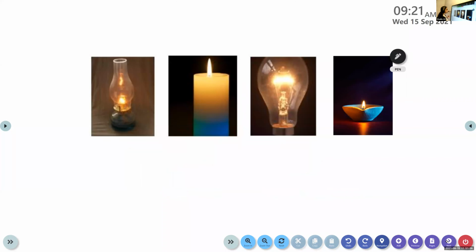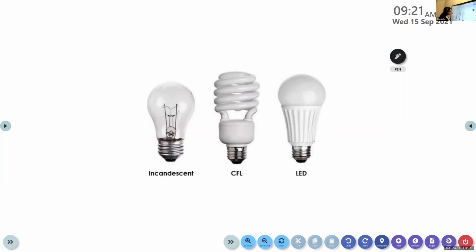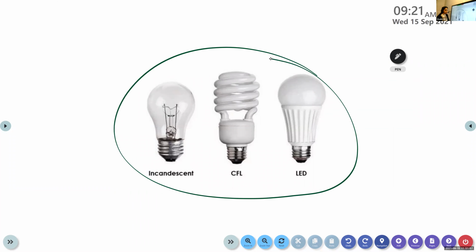Okay. So, here we can see artificial sources of light. Artificial is another name for man-made. It is not by nature, it is made by man. That is why it is called artificial sources of light. So, different types of lanterns, candles, bulbs, electric tubes, oil lamps, these all are examples for artificial sources of light.